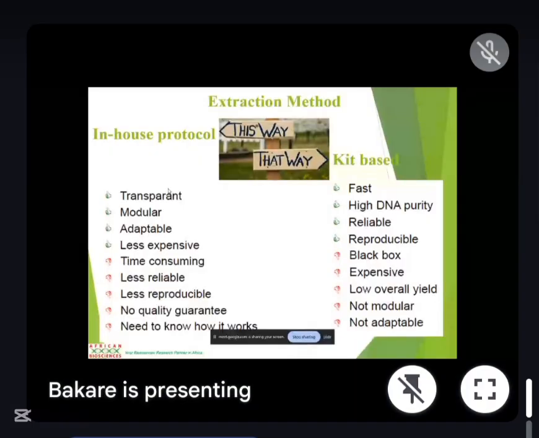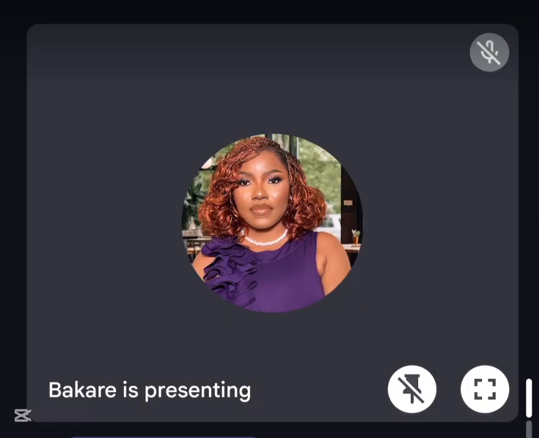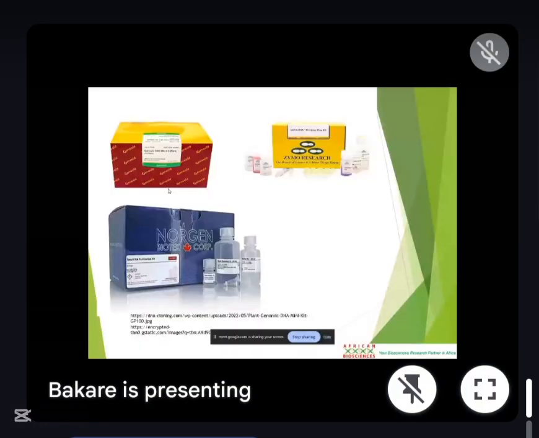So these are just examples. Let's say you are doing blood, there is a kit for blood. If you want to do tissue, there is a kit for tissue. If it's soil, you want to extract your DNA from soil, there is a kit for that, for yeast and any biological sample you can think of.